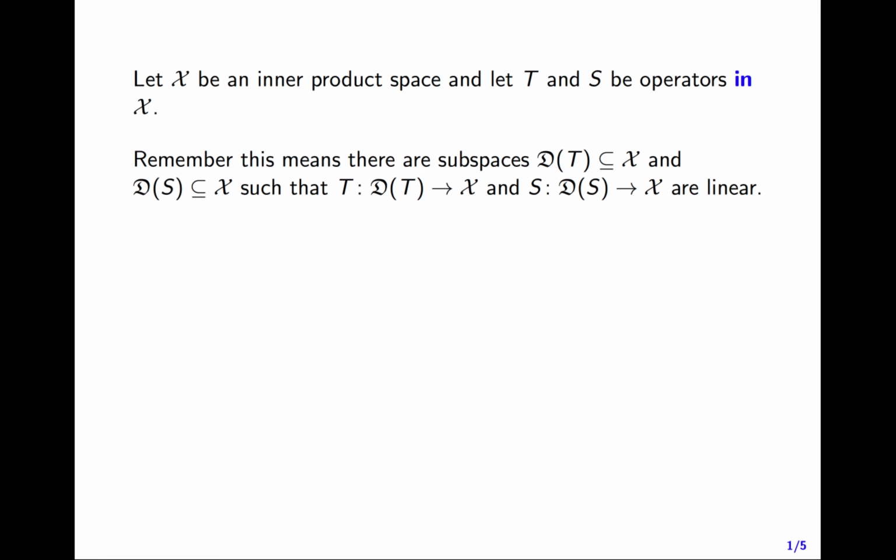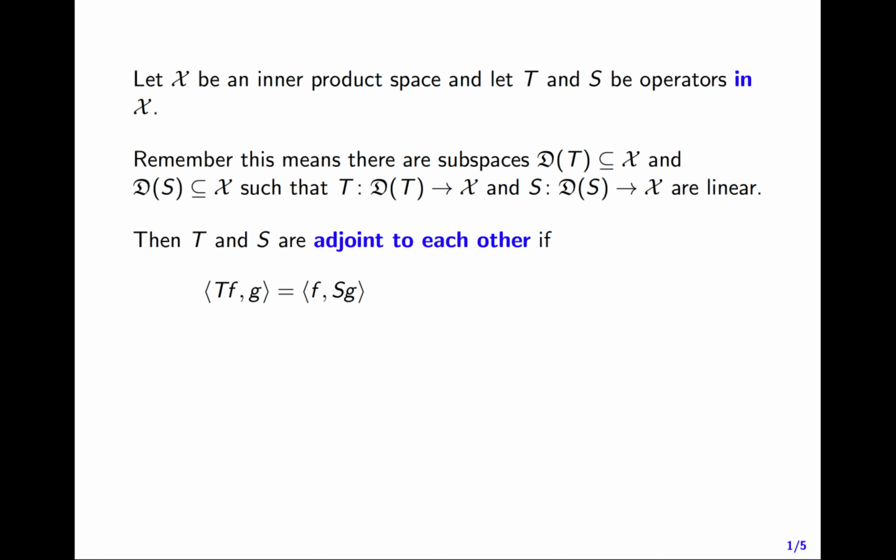That is, we have subspaces D of T contained in X and D of S contained in X, such that T is a linear operator from D of T back into X, and S is also a linear operator from D of S back into X.